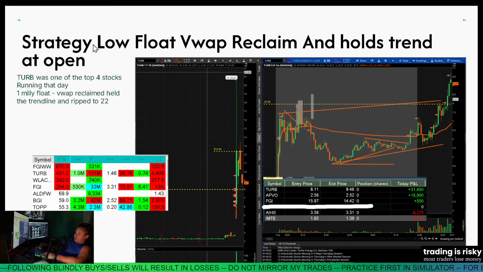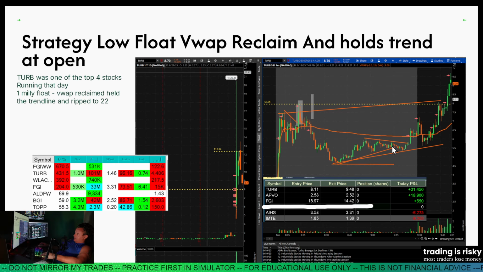Starting another one, strategy low float VWAP reclaim and holds trend at open. You can see TURB is another ticker that I made 31K on. The ticker pushed, and usually it gives you around 7 minutes on the front side. Had huge news of positive patent news. I bought it in the second minute, I believe. I should have bought it at 550, but I ended up chasing it at 6, sold it at 720. I bought it again at like 650, sold it at like 8, I think.